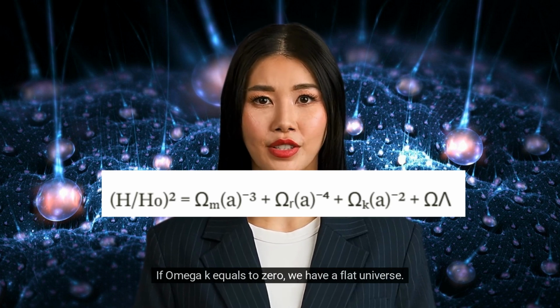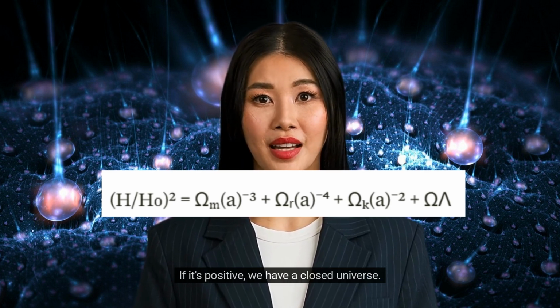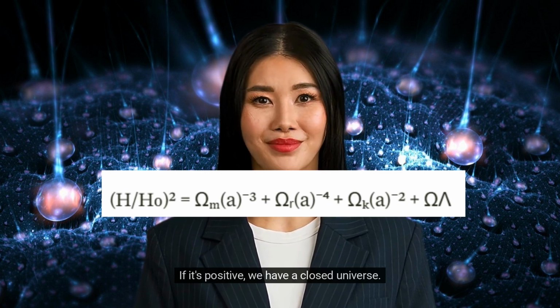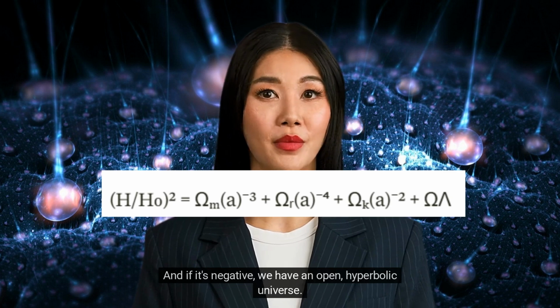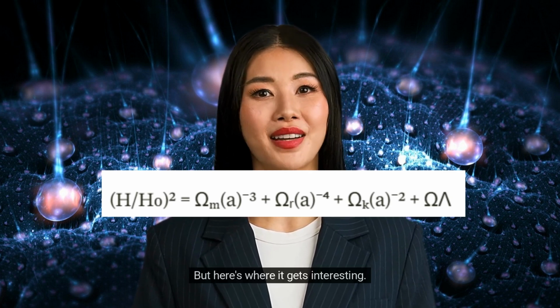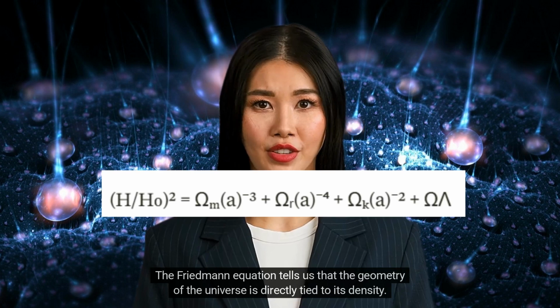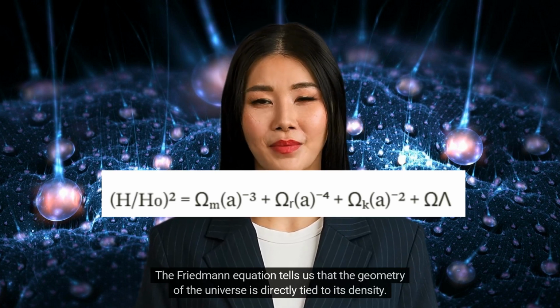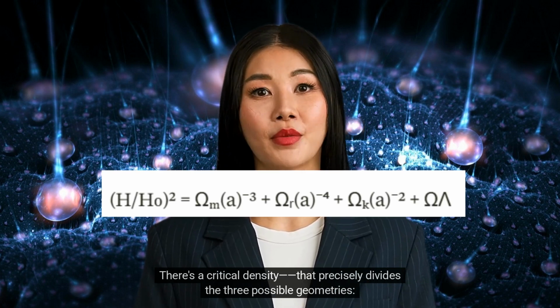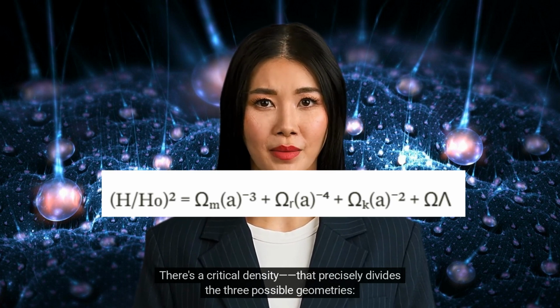If omega k equals 0, we have a flat universe. If it's positive, we have a closed universe. And if it's negative, we have an open hyperbolic universe. But here's where it gets interesting. The Friedmann equation tells us that the geometry of the universe is directly tied to its density. There's a critical density that precisely divides the three possible geometries.